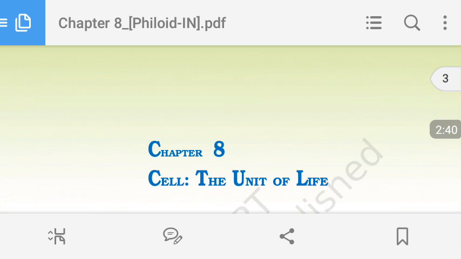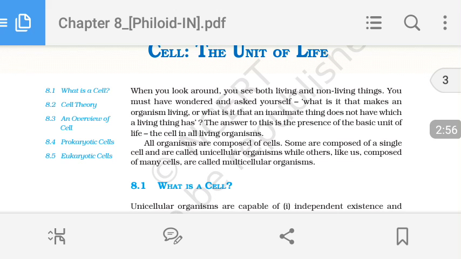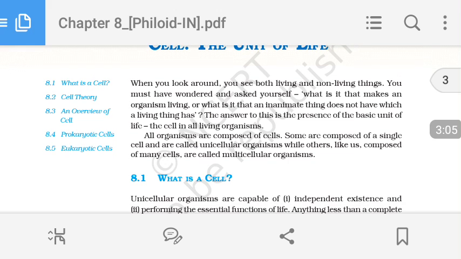Then this is our chapter, Cell. When you look around, you see both living and non-living things. You must have wondered and asked yourself, what is it that makes an organism living, or what is it that an inanimate thing does not have, which a living thing has? The answer to this is the presence of the basic unit of life, the cell, in all living organisms. All organisms are composed of cells. Some are composed of a single cell and are called unicellular organisms, while others, like us, composed of many cells, are called multicellular organisms.